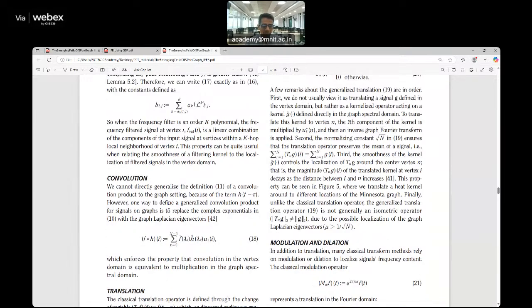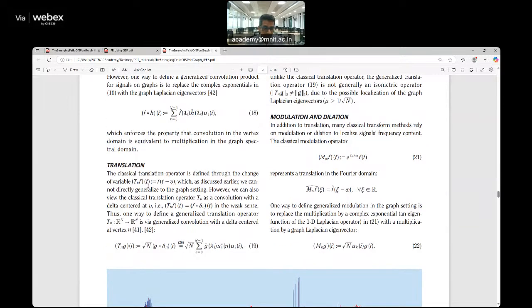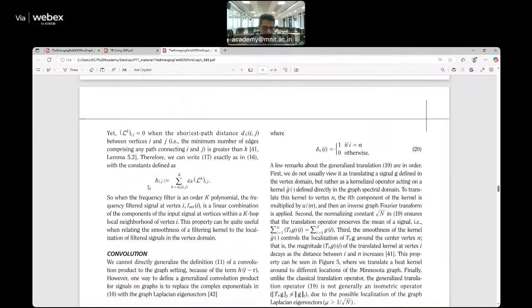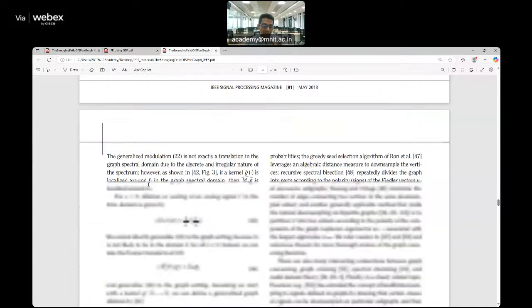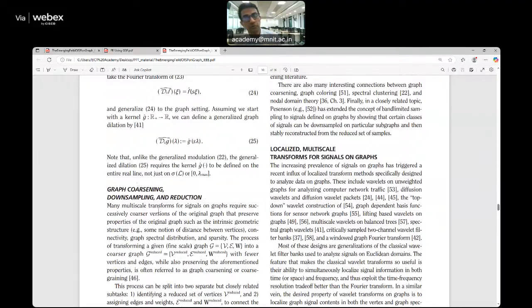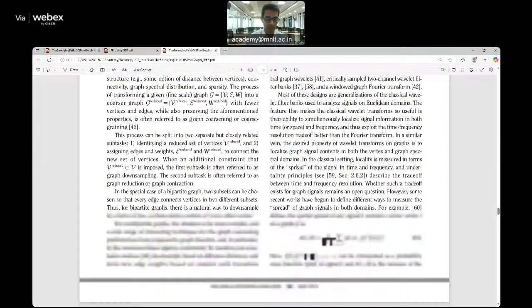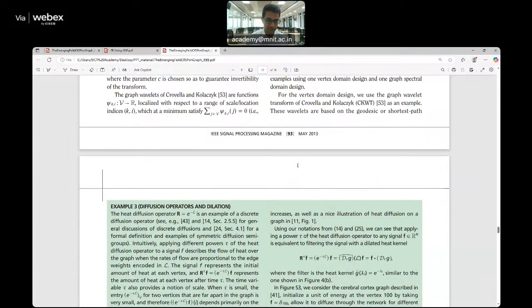So what does convolution look like in graph signal processing? That concept has been proposed here. Translation, what do we mean by translation, how it has been defined. But remember, the actual thing will come only when you begin to apply it in your application. This is graph partitioning. How do you reduce the graph? How do you downsample? What are localized multi-scale transforms for signals on graphs? I have not been able to touch many things.